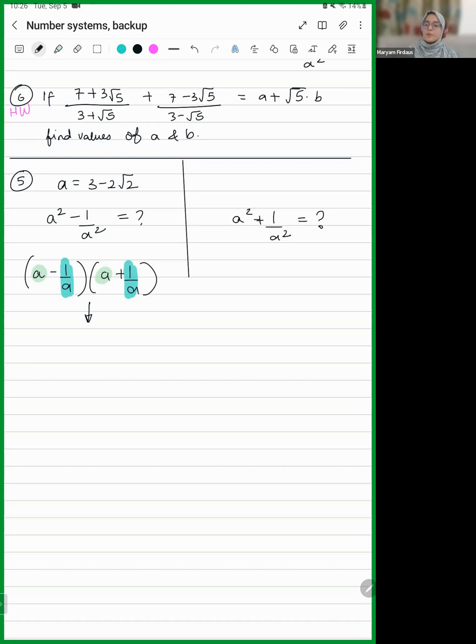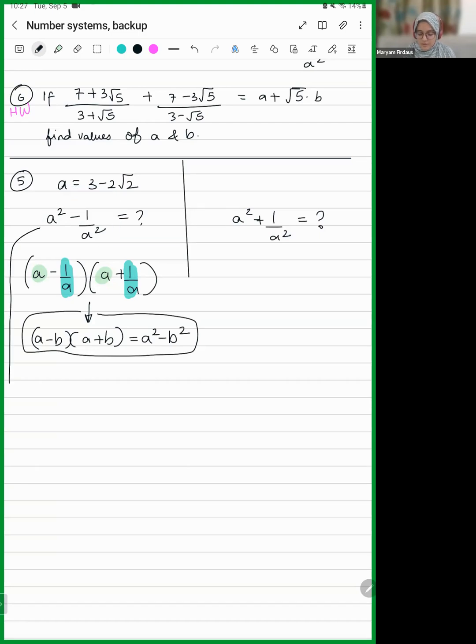Yes, a minus b into a plus b. What does it give us? A square minus 1 by a square whole. So this is an identity. Let me write which identity we are using here. We are using a minus b into a plus b gives us a square minus b square. So this identity we are going to use here. We need a square minus 1 by a square, right? That is why we are using this identity.